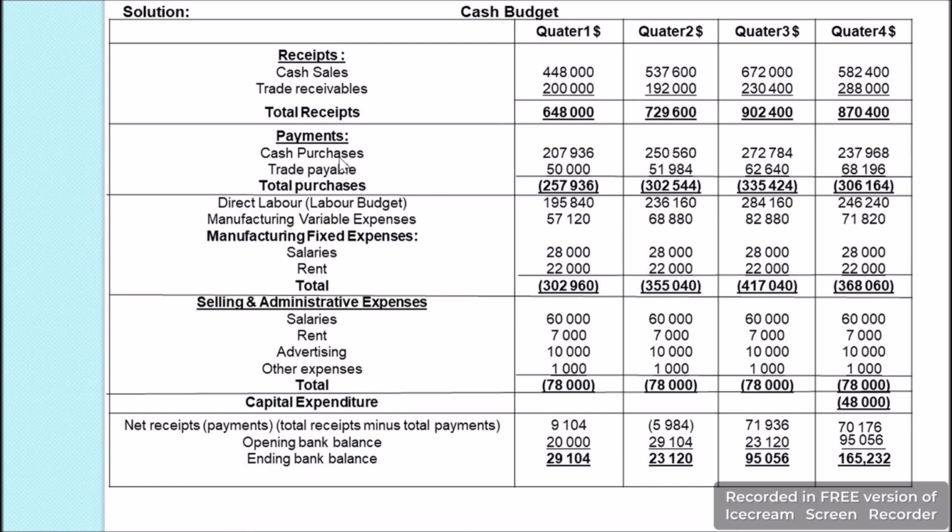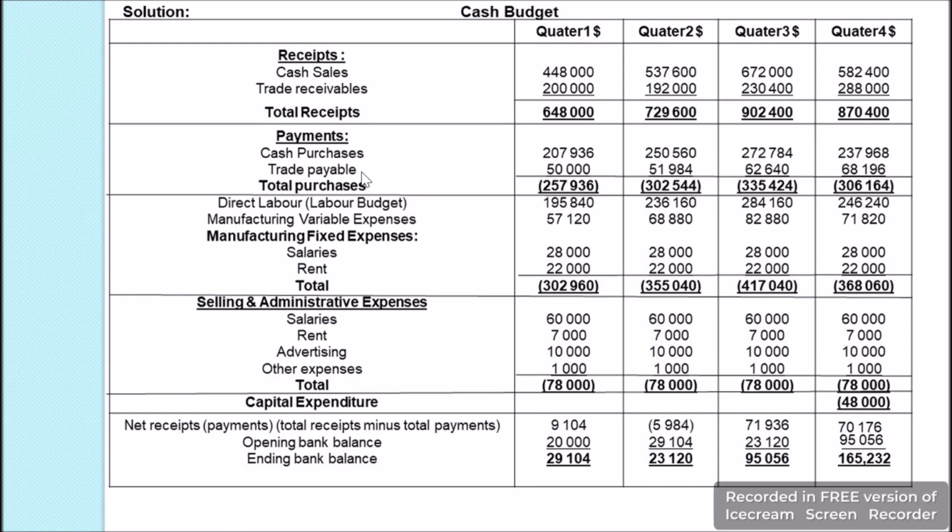Now we will calculate the payments. We will start with the cash purchases, which we have calculated in the working notes before the trade payable budget. And for the first quarter, it was $207,936. For the second quarter, it is $250,560. For the third quarter, it is $272,784. And for the fourth quarter, it is $237,968.